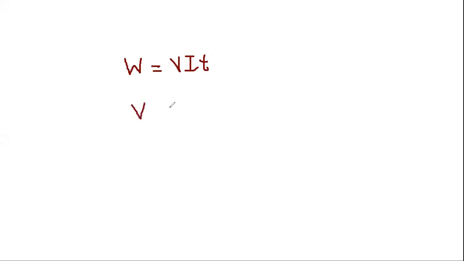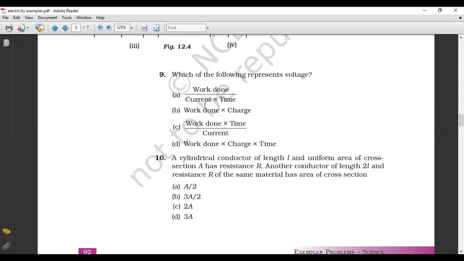From here, potential is equal to work upon current into time. So here it becomes potential is equal to work done divided by the product of current multiplied by time. So which option is correct? Option number A is correct here. Work done over current multiplied by time.